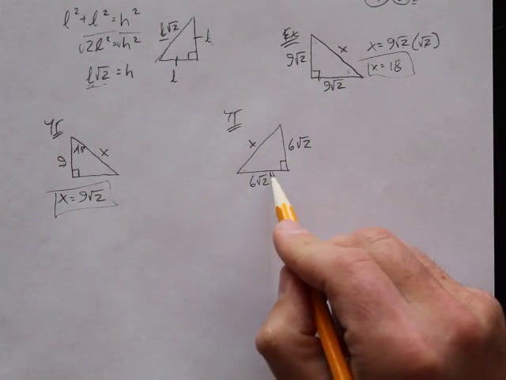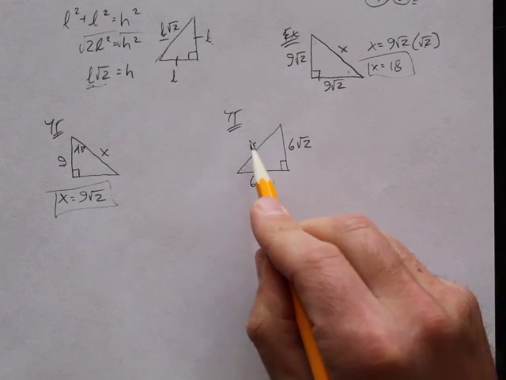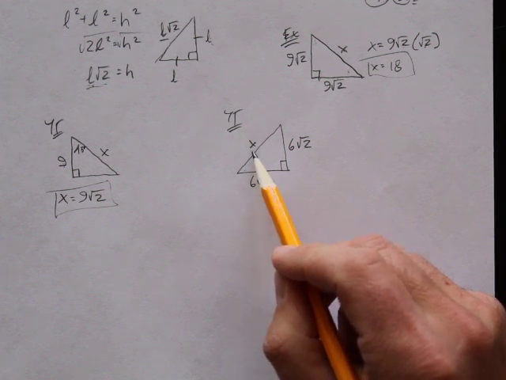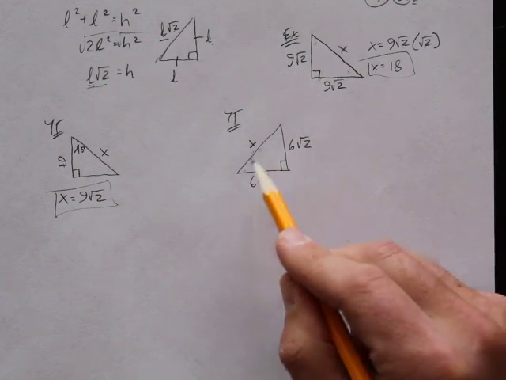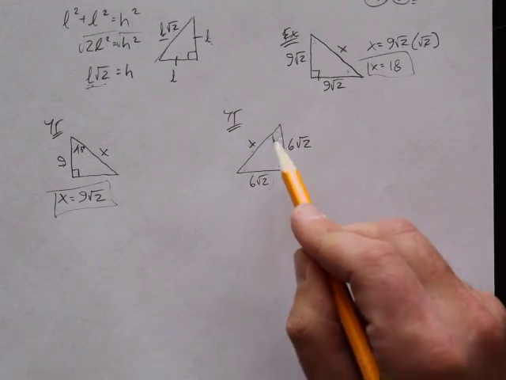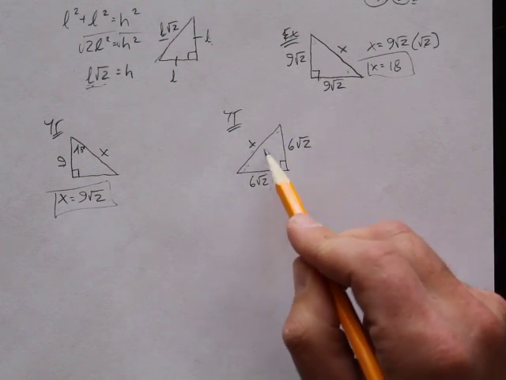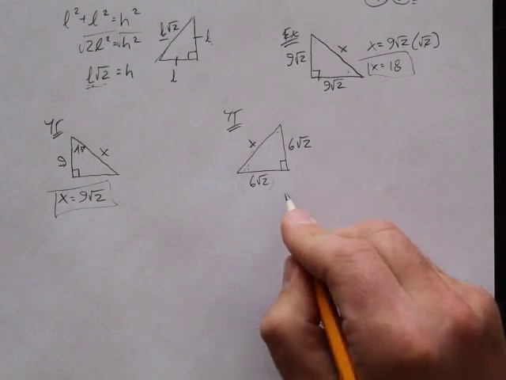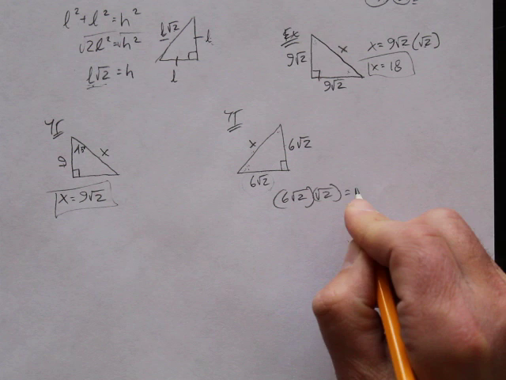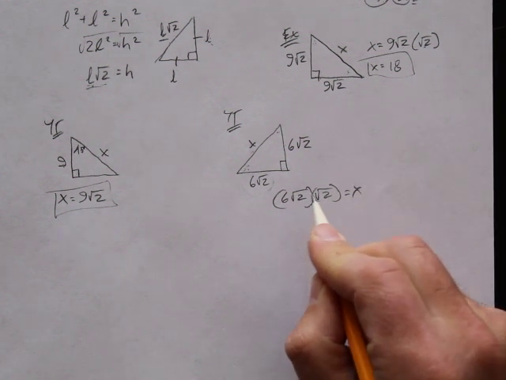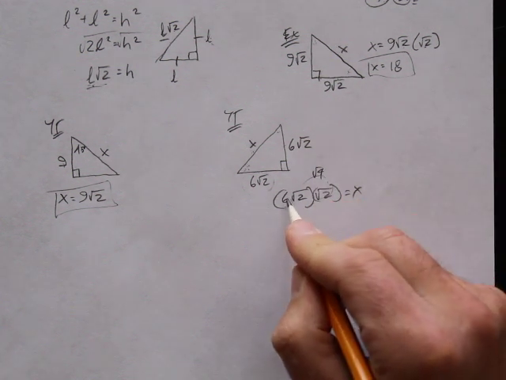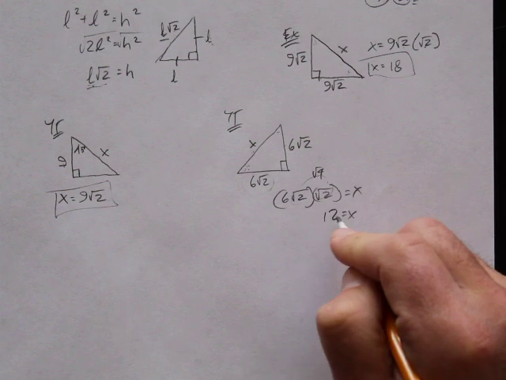I'm going to do the same thing with this one. I'm going to take the side and multiply it by the square root of 2 in order to get my hypotenuse. I know this is 45, 45, 90 because it's an isosceles triangle with the same angle measures here, and 90 divided by 2 is 45. So 6 square root of 2 times the square root of 2 equals x. Square root of 2 times square root of 2 is the square root of 4, which is 2. 2 times 6 is 12.